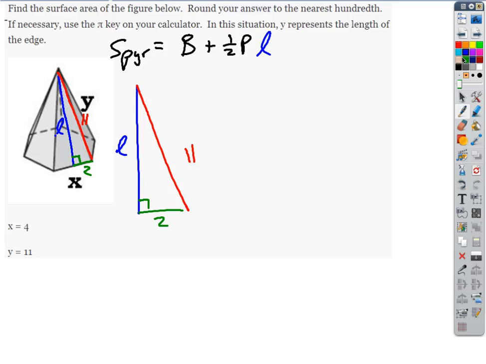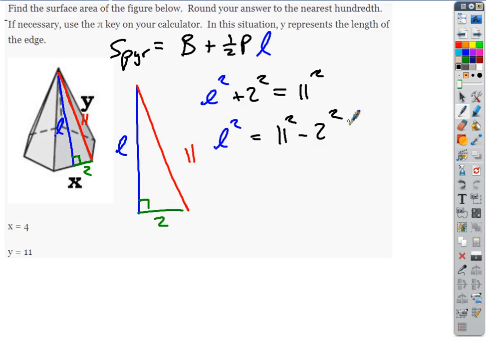And L, then, is equal to the square root of 11 squared minus 2 squared, right? Okay, so I got L. I can put all the stuff in my formula then.